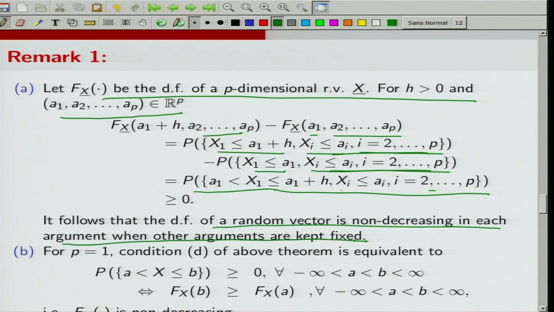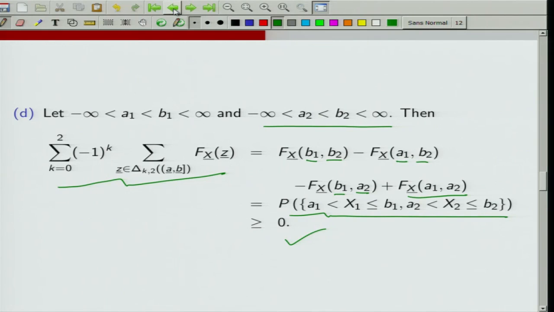Now, note that for p is equal to 1, the fourth condition was that F_X is non-decreasing. The fourth condition in general is that this expression is greater than or equal to 0. So, how are the two things equivalent in the case of p is equal to 1? Let us try to see.